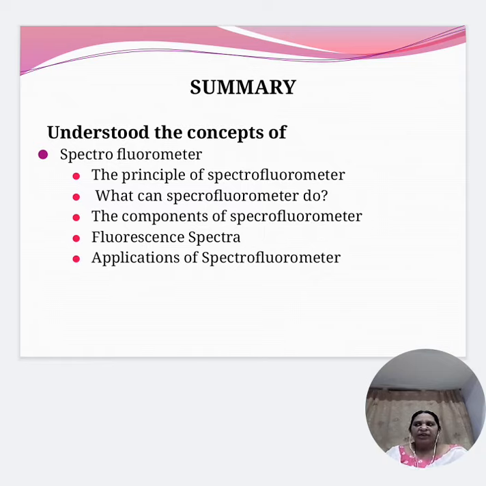Then you have the detector, the photomultiplier, and these are the 5 components of the spectrofluorometer. The light source, which is the high pressure xenon arc lamp, then the excitation monochromator, then the sample holder to hold the sample, then the emission monochromator, then the detector, which is the photomultiplier. We also use a reference solution to correct any error that is present.